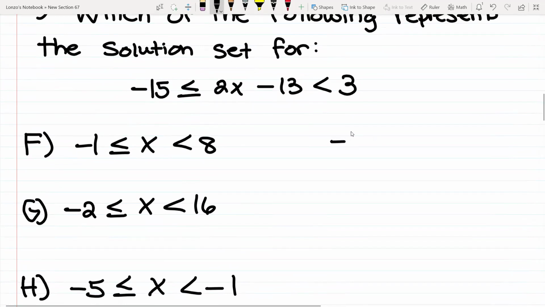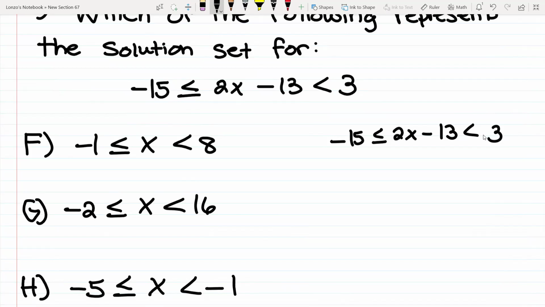So we have negative 15 is less than or equal to 2x minus 13 is less than 3. So what you have to do is keep in mind there's three sides. There's the middle part, the further right, and then the further left. So for example, if you want to get rid of this negative 13, you're going to have to do it on all three sides. So you're going to have to add 13 here, add it on the further right, and don't forget the further left.